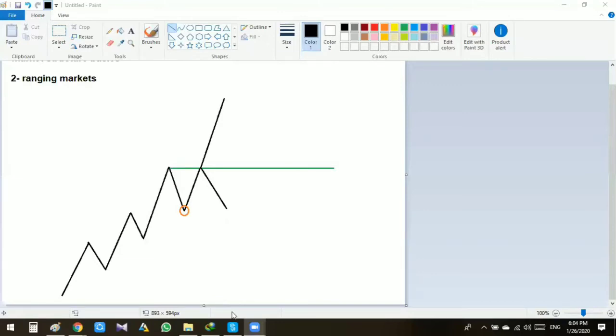But there is something else. Let me draw this one. Imagine price came down and did not come up. So I will delete this one like this. Imagine price came down and came to my last higher low. There are two possibilities right now. Price breaks, or price rejects, right?